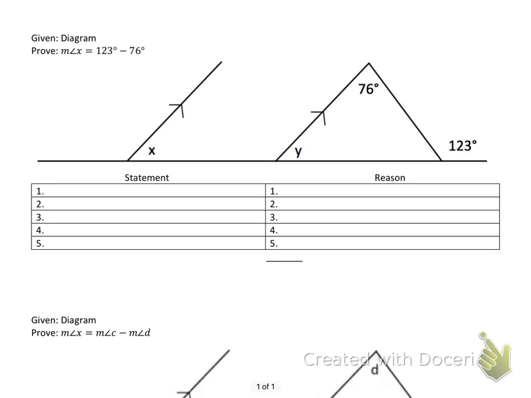So the first line is going to be diagram given. We also know where our proof statement's going to go. Where is it going to go? The very last line. So the measure of angle X equals 123 minus 76.